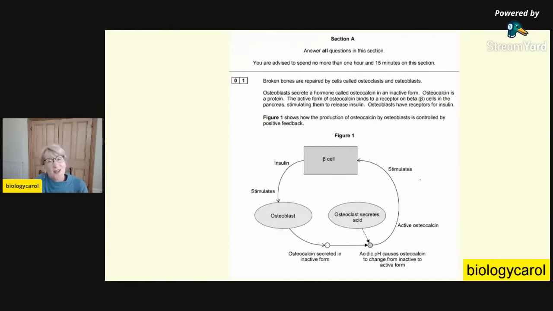And welcome, can I just say, to those of you who are watching now, well done. So section A. I'm going to focus on the diagram here, to guide me through the blurb at the top. And the blurb at the top is basically saying that an osteoblast, which is a cell in the bone, produces inactive osteocalcin. But when there is acid around, the osteocalcin becomes active, and that stimulates B cells to produce insulin that in turn stimulates the osteoblast.